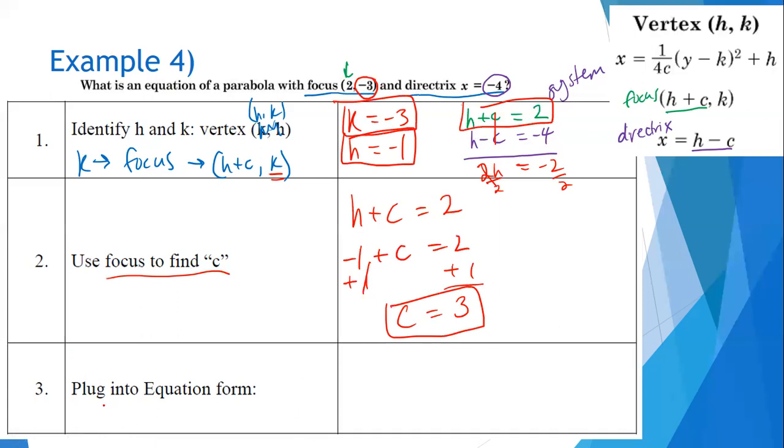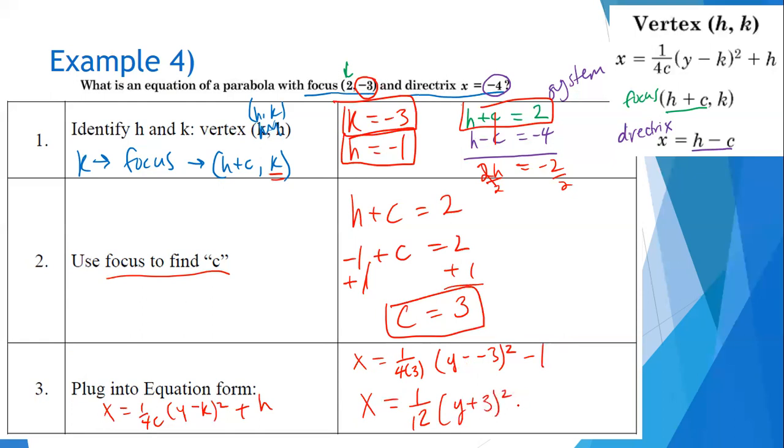Now we can plug all 3 variables into x equals 1 over 4c times y minus k squared plus h. So that gives us x equals 1 over 4 times 3 times y minus negative 3 squared minus 1. 4 times 3 is 12. A negative times a negative is a positive. And that would be our final equation of our horizontal parabola.